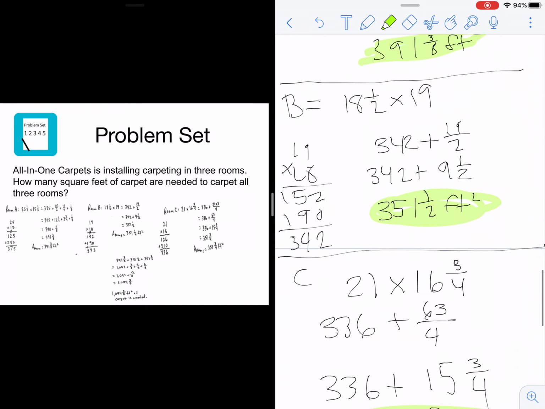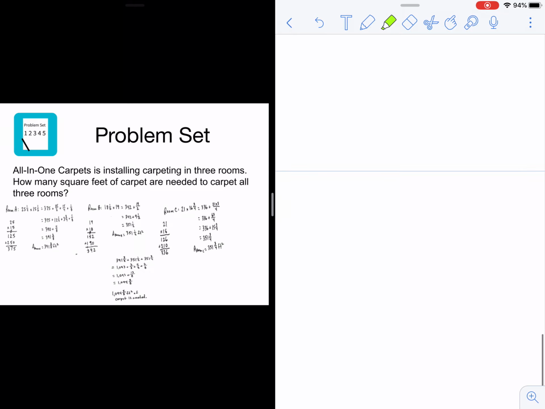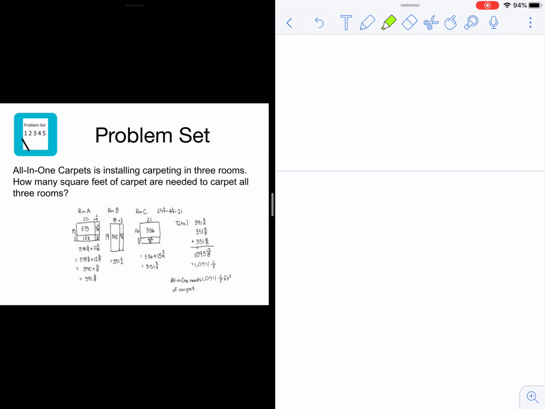Lots and lots of math there for that problem, but this is such a real world problem. I was just thinking about tearing up the carpet that I have in my house and putting in new flooring, and I was trying to measure how much flooring I was going to need. So you're probably going to need to do that sometime later in life.